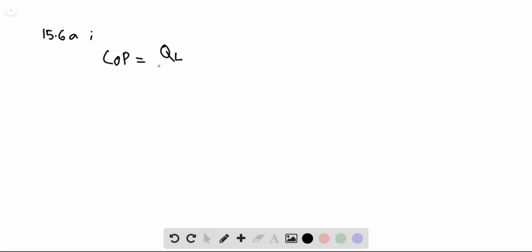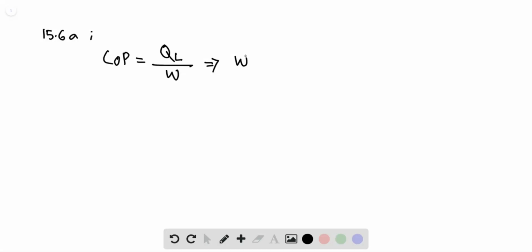So we start with equation 15.6a for the coefficient of performance, COP, of a refrigerator. So that is equal to the heat output over work done, which means that the work done will be equal to QL over COP.